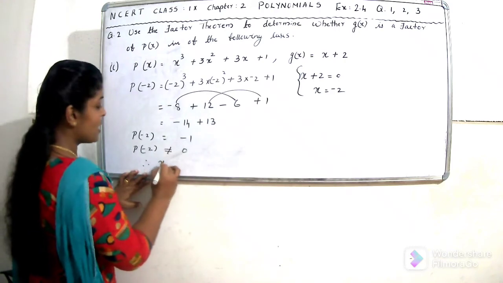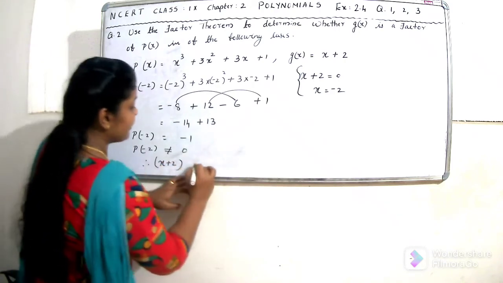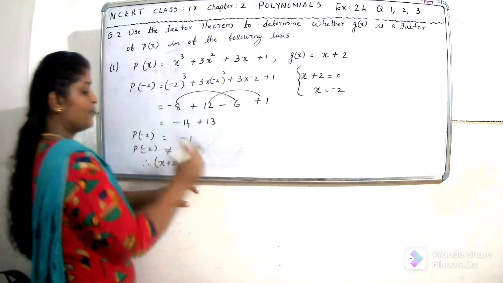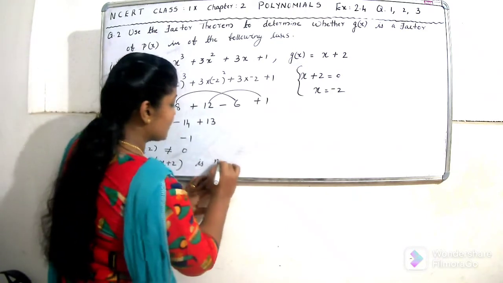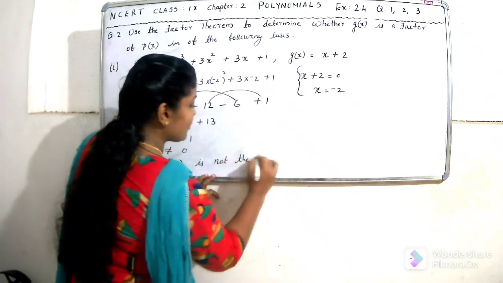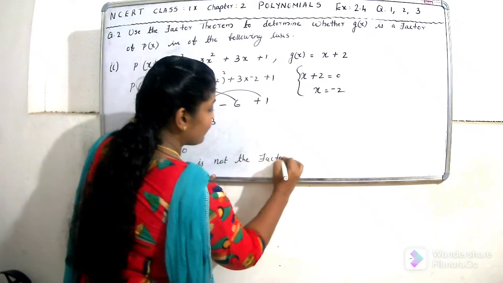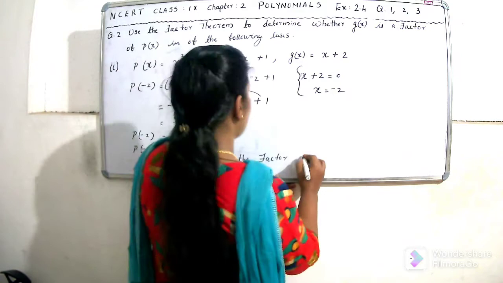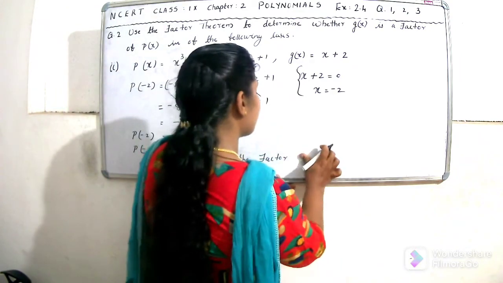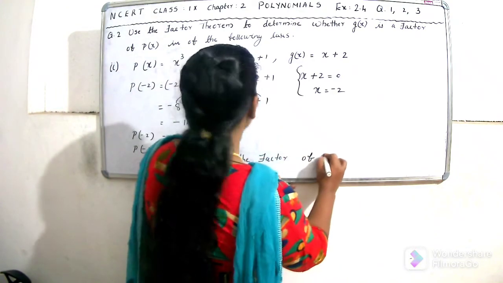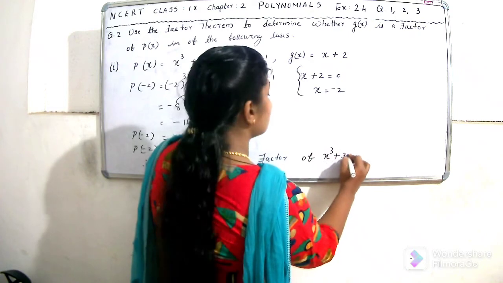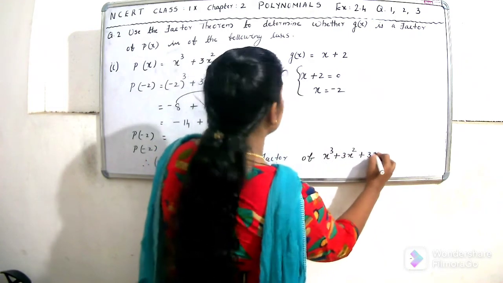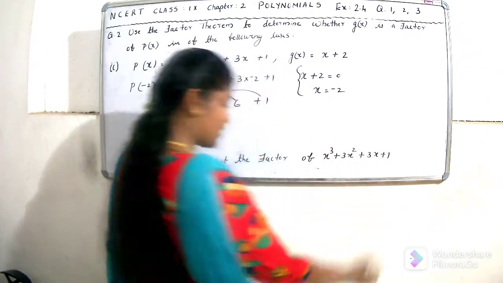Therefore x plus 2 is not a factor of this polynomial, x cube plus 3x square plus 3x plus 1.